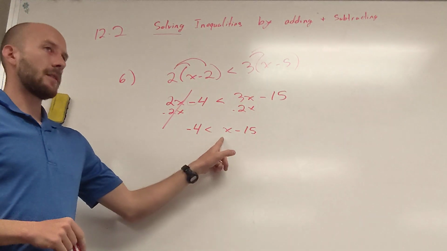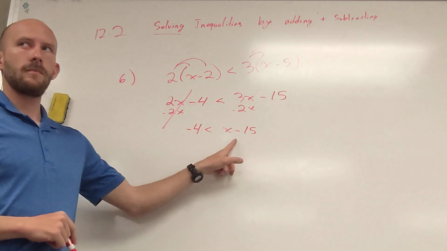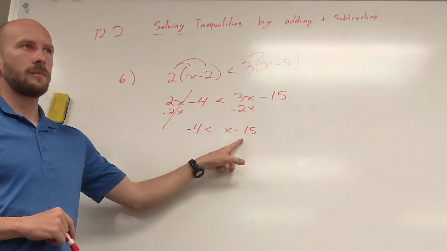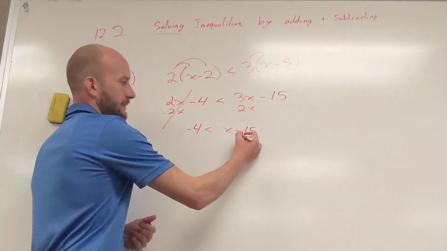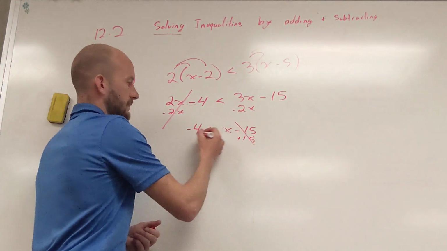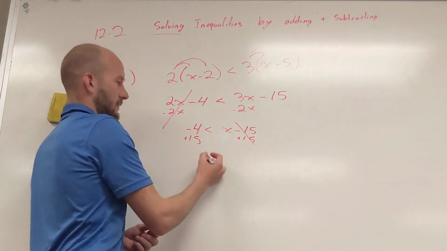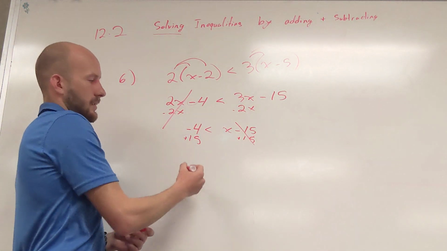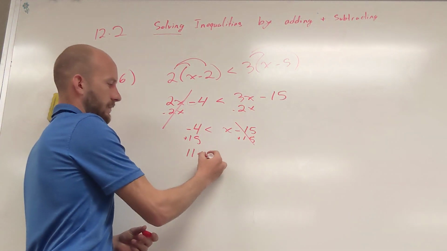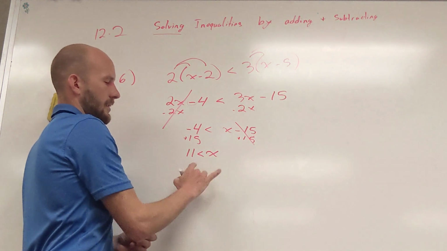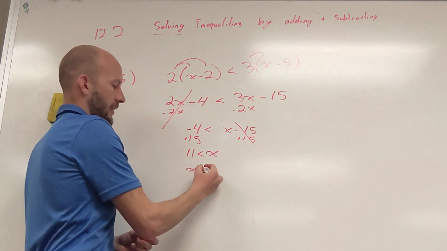I need to get x by itself. So what do I have to do here? Add 15. Which gives you 11. Is less than x. And then flip it back around.